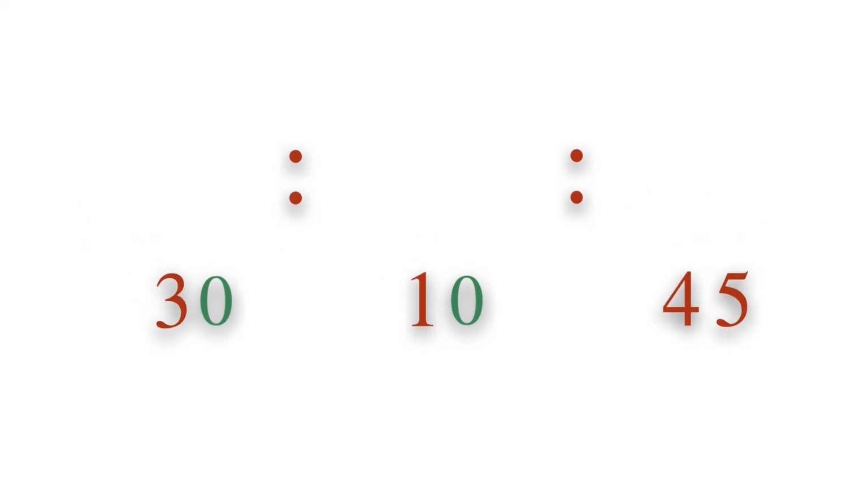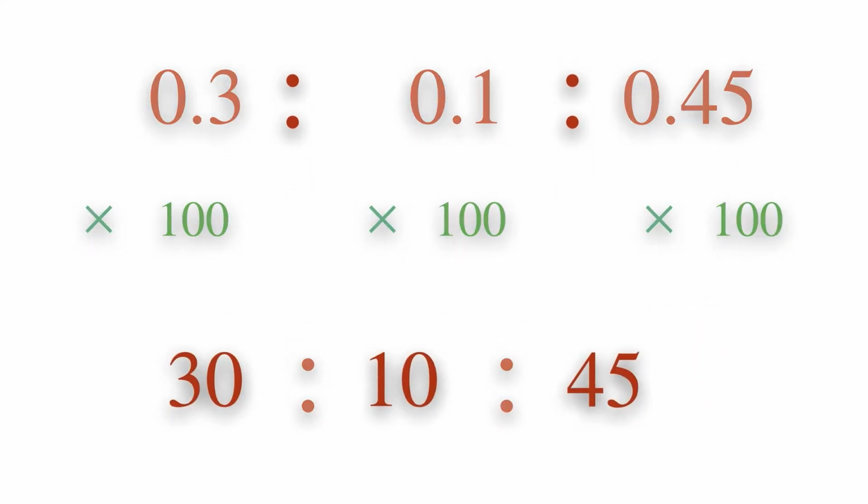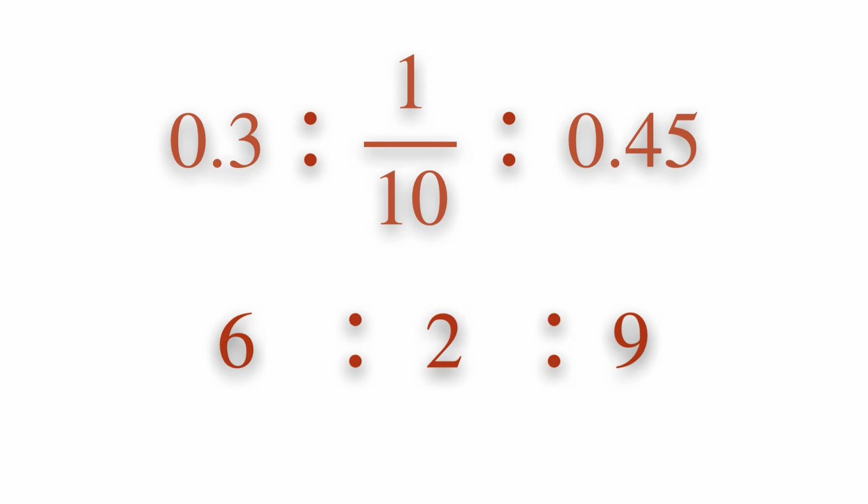Multiplying by 100 has the effect of just moving the decimals to the right 2 spaces, which gives 30 to 10 to 45. Note that these are still not in their simplest form yet, as we can divide all of these numbers by 5. Dividing 30 by 5 gives you 6, 10 divided by 5 gives you 2, 45 divided by 5 gives you 9. Therefore, the ratio in its simplest form is 6 to 2 to 9.